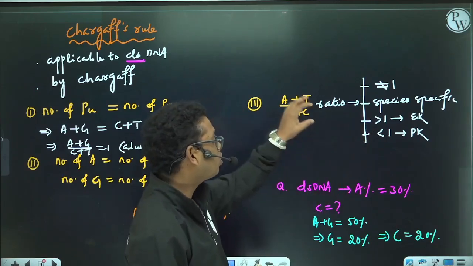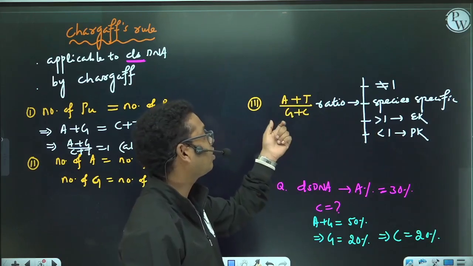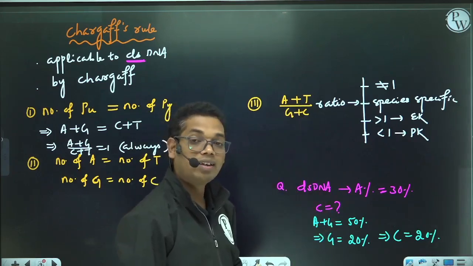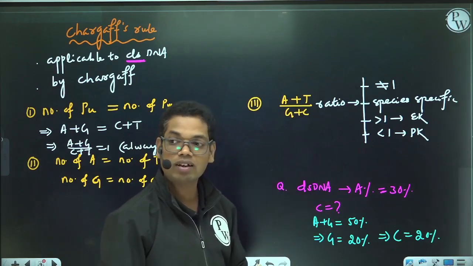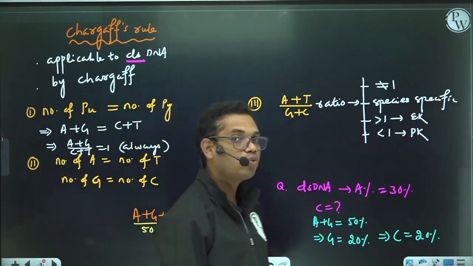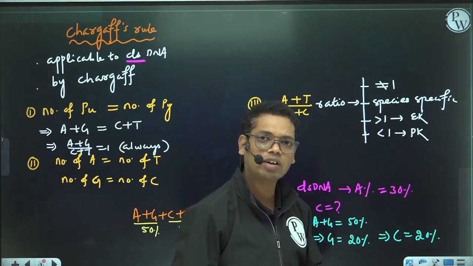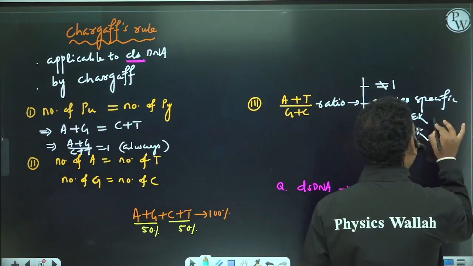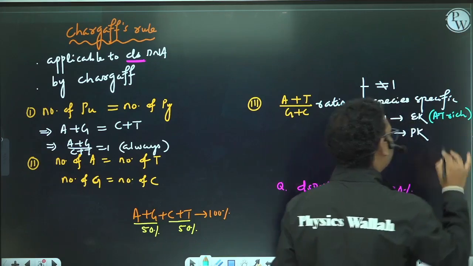If this ratio is more than 1, that means in the DNA, A and T are present more as compared to G and C. And that is why I will say that the DNA will be AT rich DNA. And where do you find such DNA? In case of eukaryotic cells. So in case of eukaryotes, the DNA is AT rich.